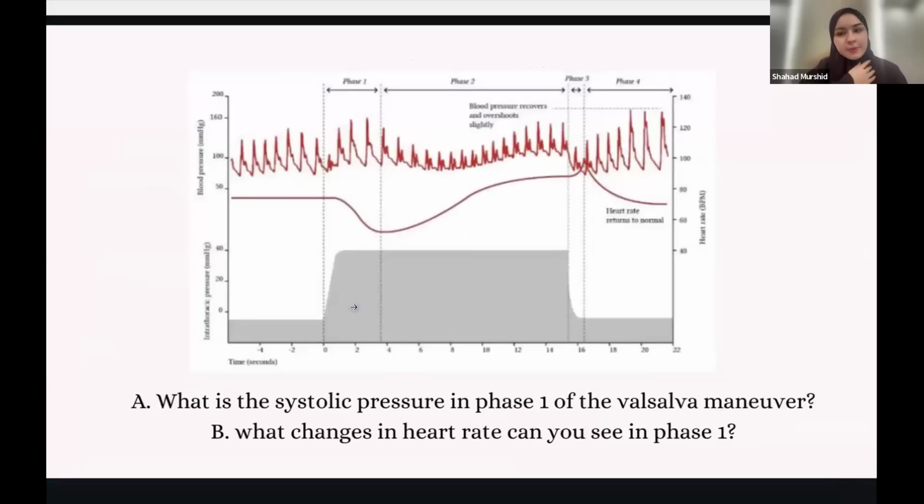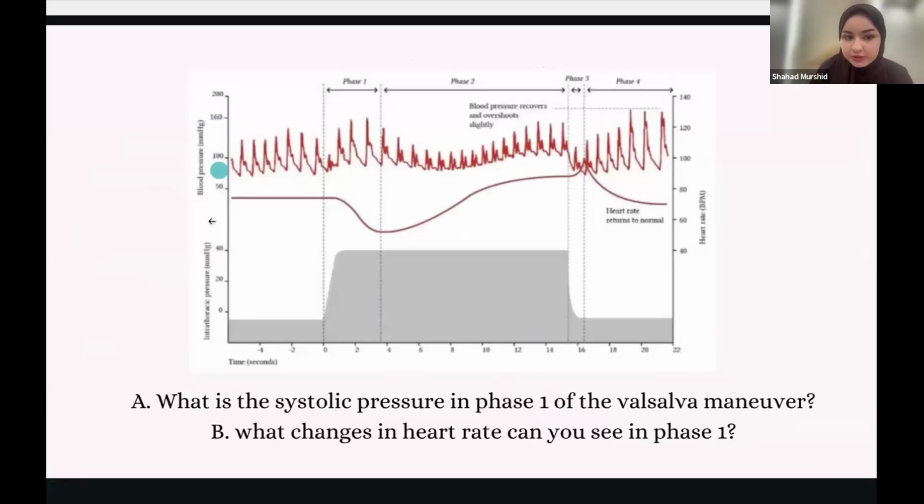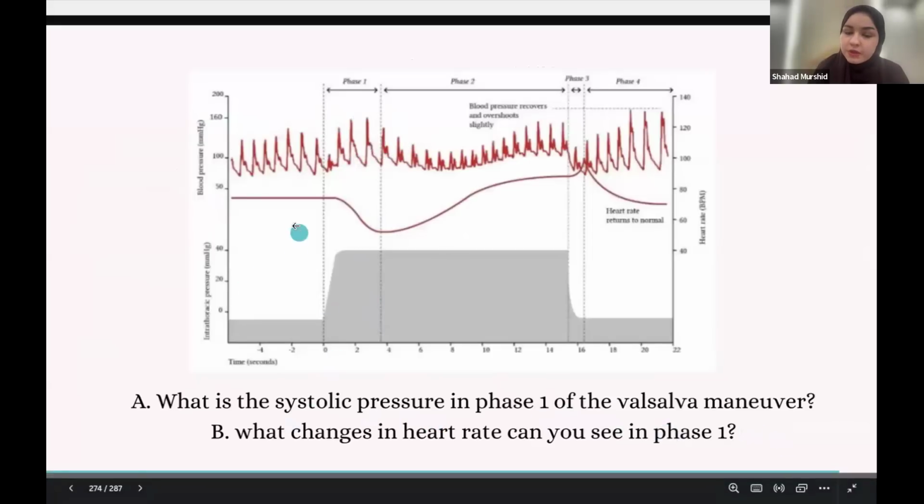Okay, so these are just some past questions I saw on the Valsalva maneuver. It was asking for the systolic pressure in phase 1. I'm assuming that you just calculate it from here, and it literally gives it to you that it's 106. So you say 160. So it's immediately 160. And then what changes in heart rate can you see in phase 1?